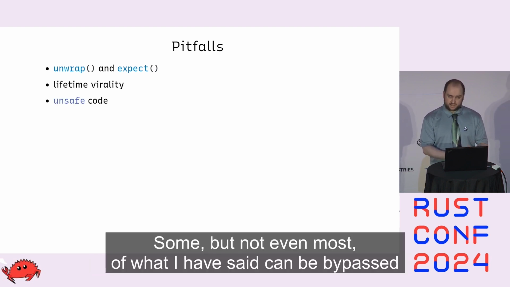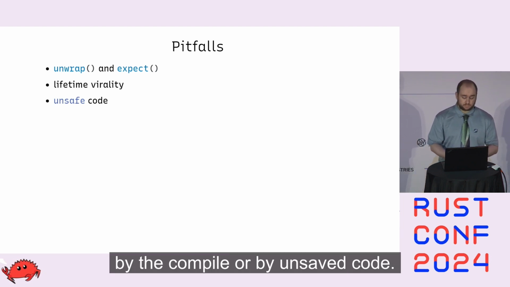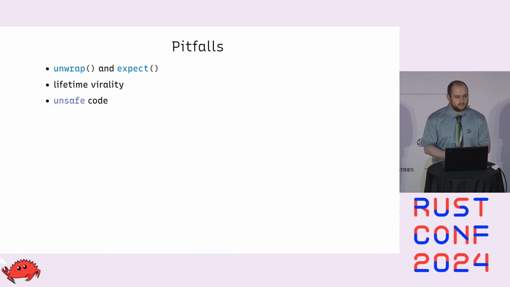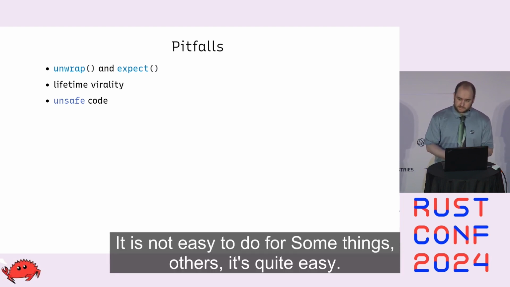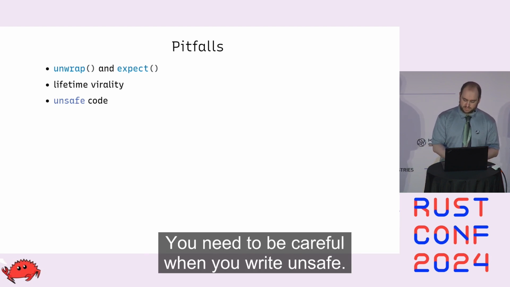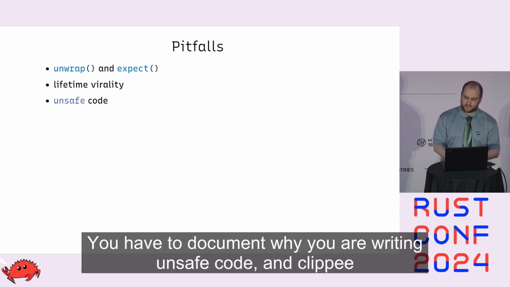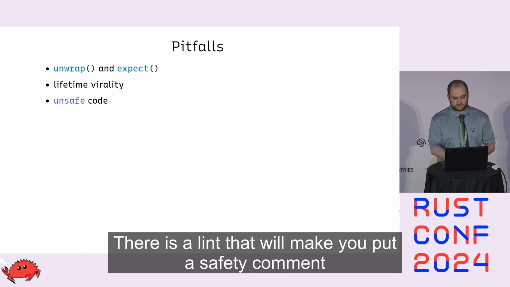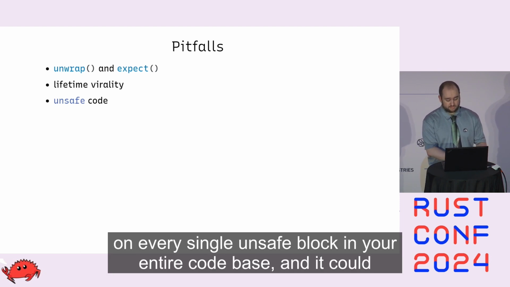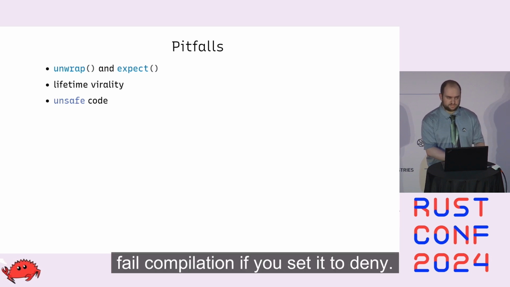It's also unsafe code. Some, but not even most, of what I have said can be bypassed by the compiler, or by unsafe code. It is not easy to do for some things. Others, it's quite easy. You need to be careful when you write unsafe. You have to document why you are writing unsafe code, and Clippy can enforce that for you. There is a lint that will make you put a safety comment on every single unsafe block in your entire code base, and it could fail compilation if you set it to deny.